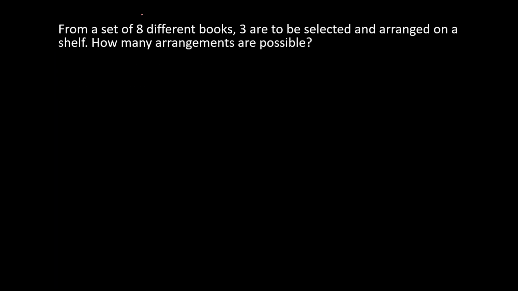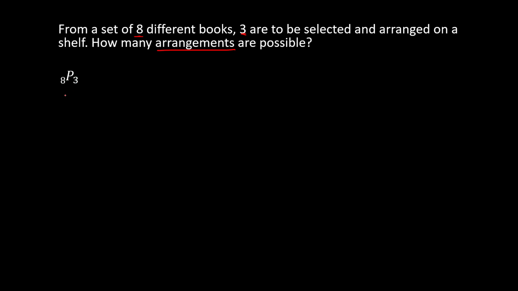Now here's an example with actual context. We are told that from a set of 8 different books, 3 are to be selected and arranged on a shelf. And the question is, how many arrangements are possible? So we know that we have permutations because we see the keyword arrangement. And we have 8 books. We're taking 3 at a time. So it's going to be 8P3. 8 books taking 3 at a time, and P for permutation.